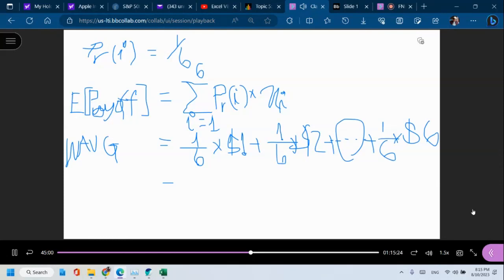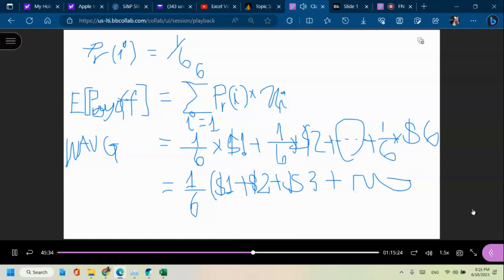And in this case, because 1/6 is a common factor, if you factor out 1/6, isn't this simply the sum of all the numbers, $1, $2, $3, plus all the way to $6? Isn't that exactly how you find the simple average? Yes. If you think about it, it's exactly right.